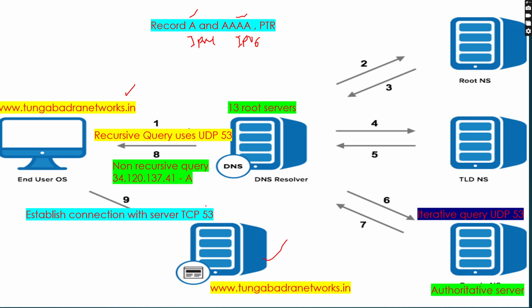Anyone having any questions? So if it has the IP address for this Tungabhadra networks.in, it will directly establish a connection with the server over TCP. What do you mean by TCP? What do you mean by connection? Let's understand now.